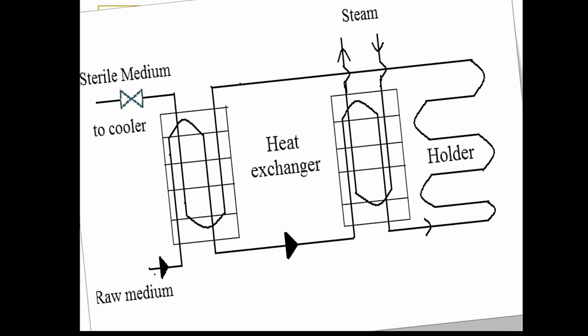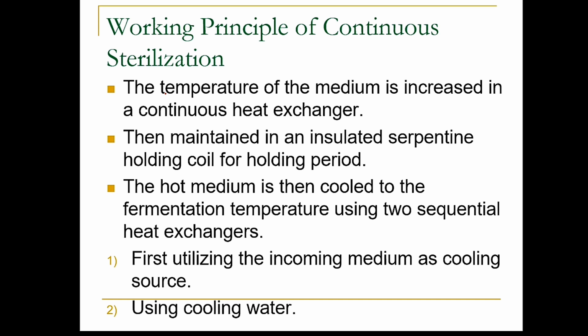So this is the overall process. Here our raw material is passed to the cooler, and then a heat exchanger is there for steam sterilization. So here a small amount of heat is given, and after that the pipe goes to the holder, and here 3 to 5 minutes of holding occurs. After it's sterile, it goes again to the cooler and heat exchanger to give a cool medium, and it is a sterile medium.